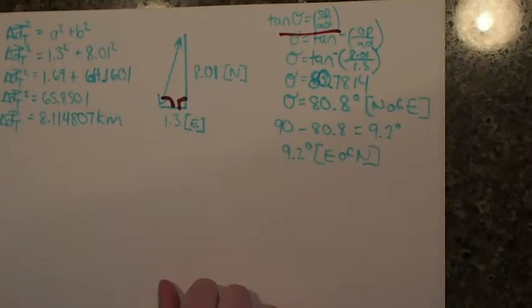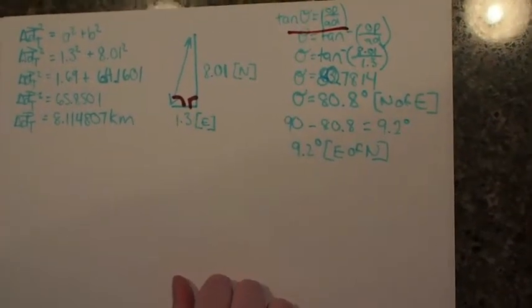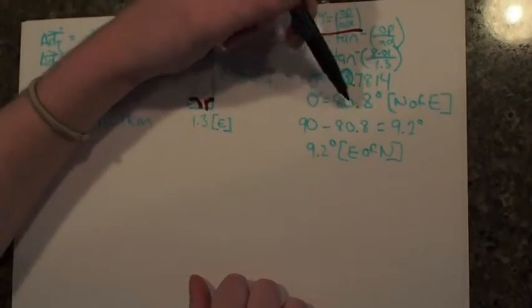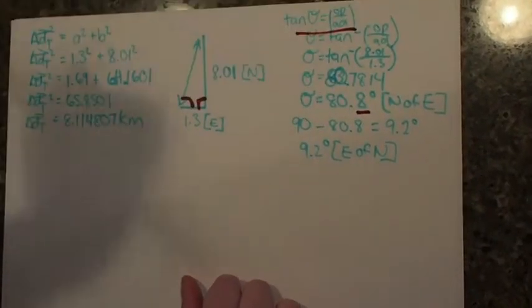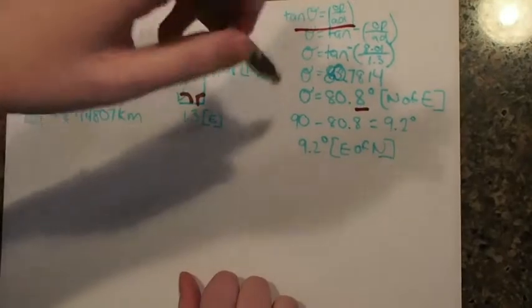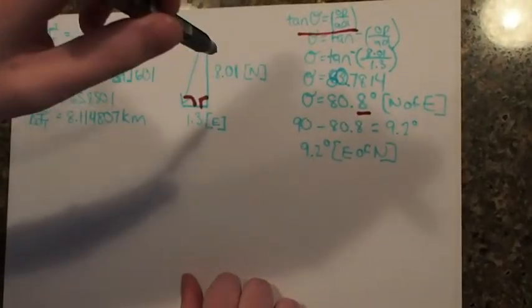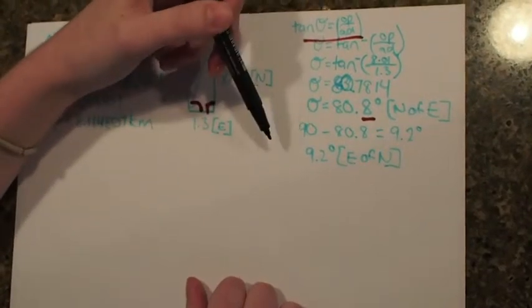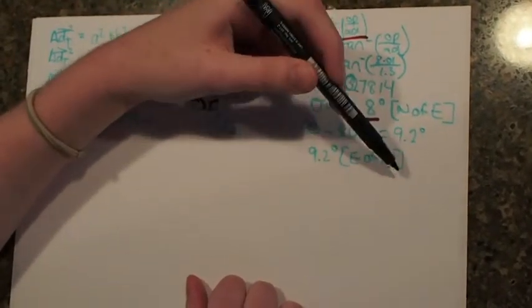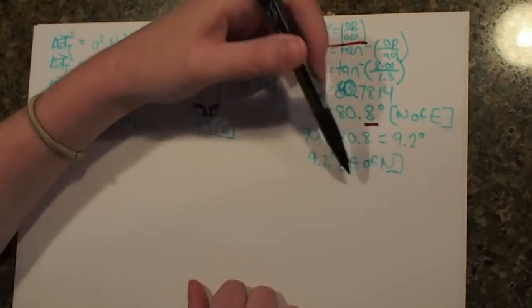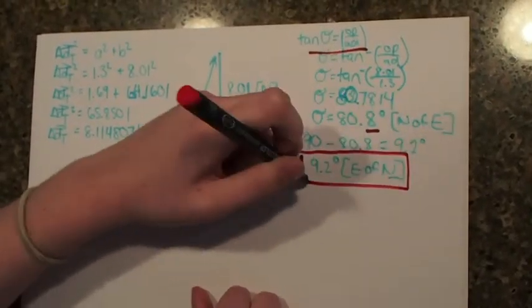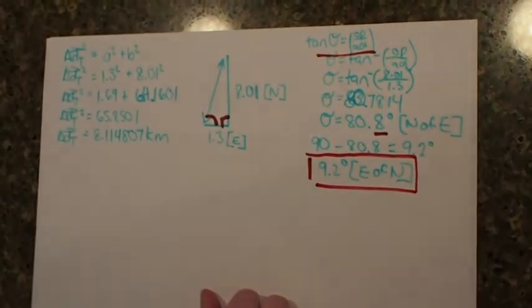So we use the formula tan theta equals opposite over adjacent. We rearrange it and we calculate this value. We round it to 1 decimal place. And since it's north of east, but it's over 45 degrees, we have to subtract it from 90. So then we get this, which means we have to switch around the north and the east. So our overall angle is 9.2 degrees east of north.